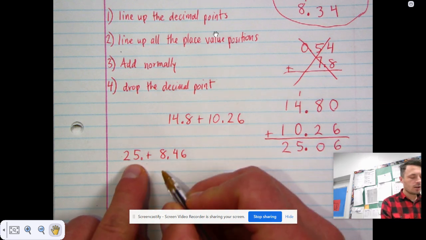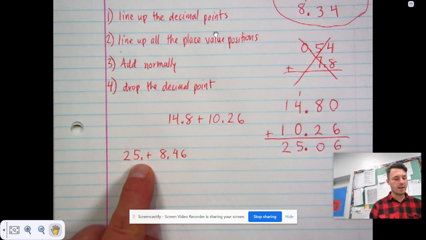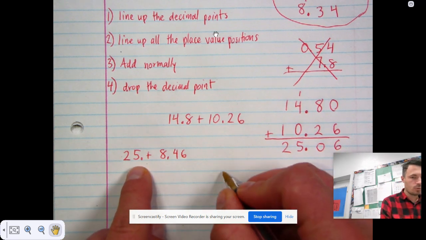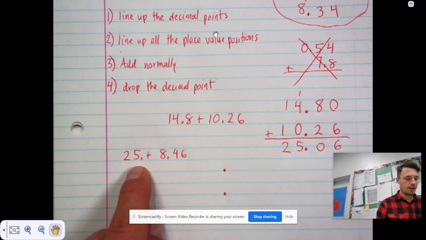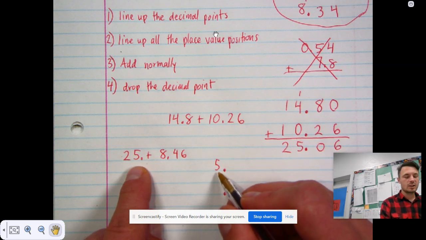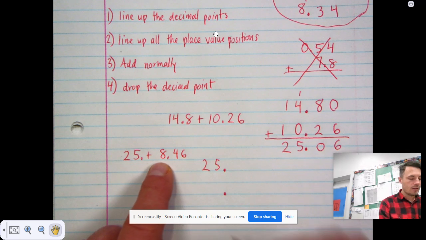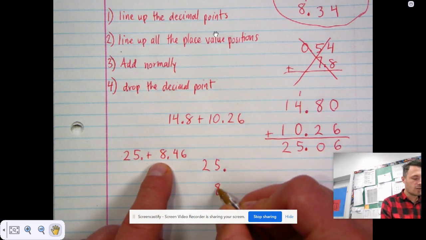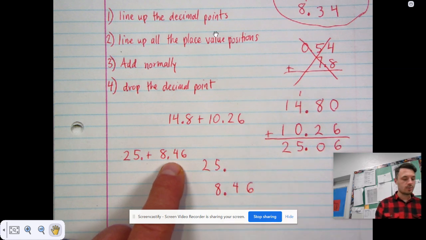It's right here. The 5 is in the ones place, so the decimal point is directly to the right of it. So we can still line up the decimal points in this number. Now we line up the place value positions. The 5 is in the ones place, directly to the left of the decimal point. The 2 is in the tens place, directly to the left of that. Now the 8 is in the ones place, under the 5, and the 4 is in the tenths place. The 6 is in the hundredths place.